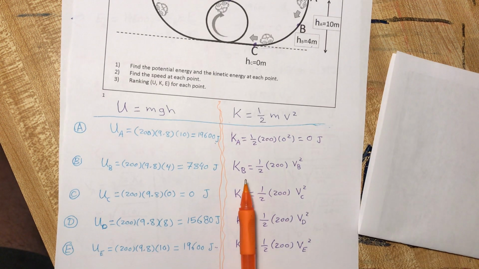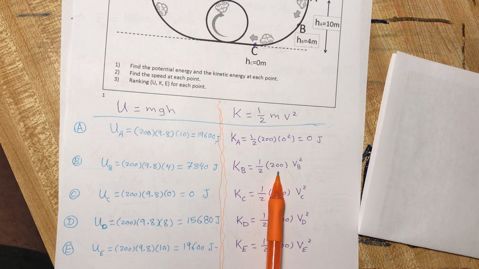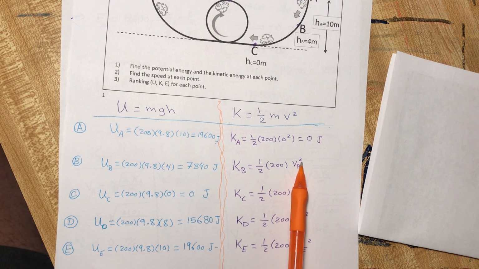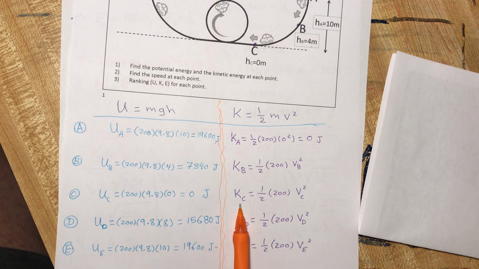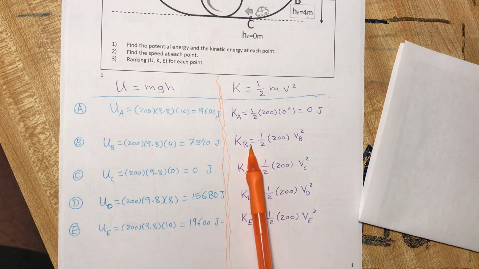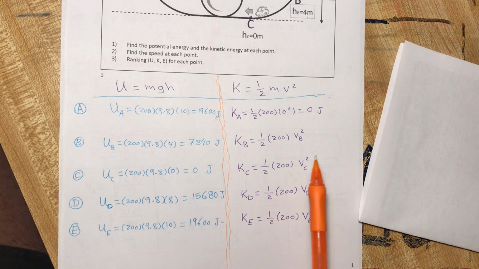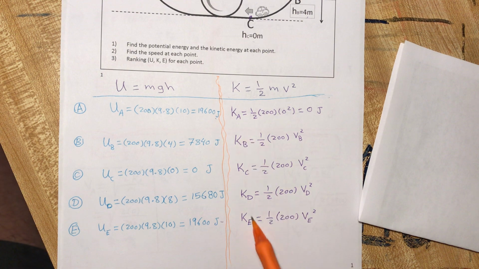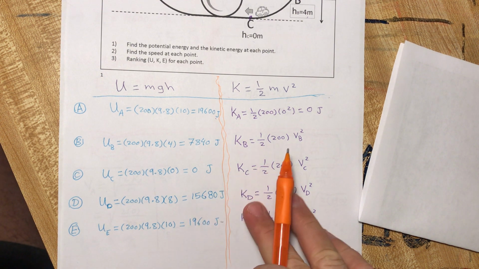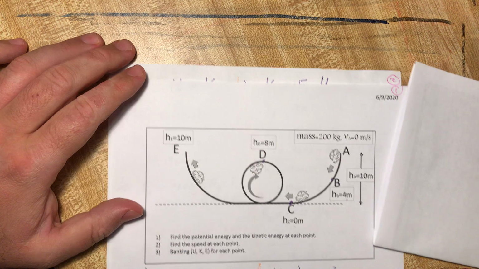The kinetic energy at point B is equal to half multiplied by the mass, which is 200, the same, multiplied by the speed squared at point B. The kinetic energy, we don't know this speed yet. The kinetic energy for each point is equal to half multiplied by the mass and multiplied by the speed at each point squared. We don't know these values, okay? We can't find the kinetic energy in this way. How can we do that? Let us see here.